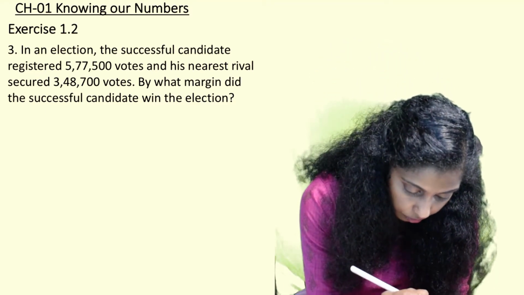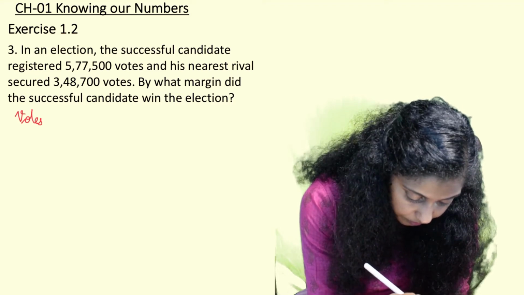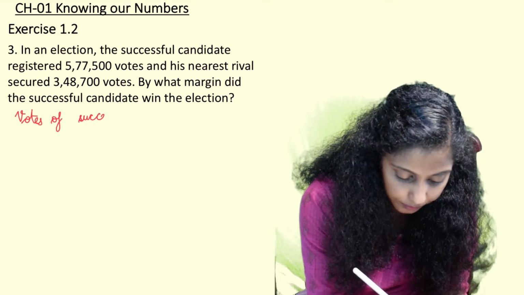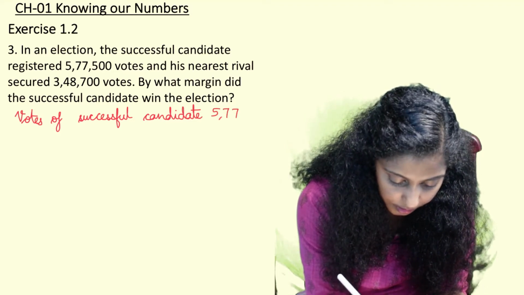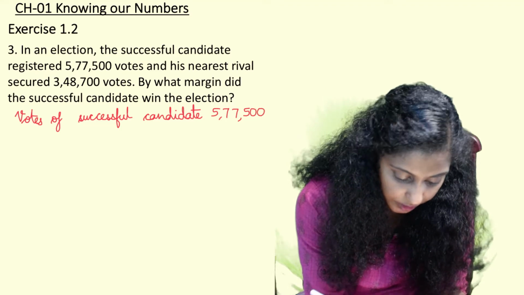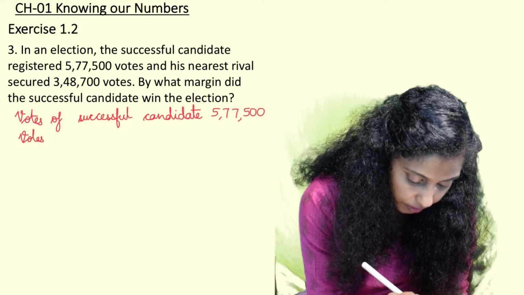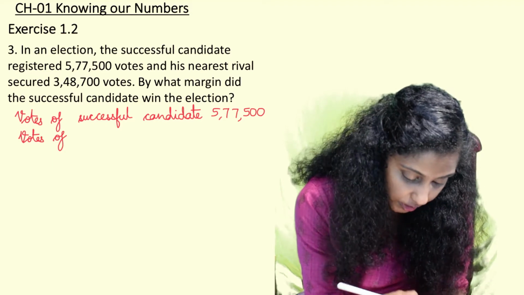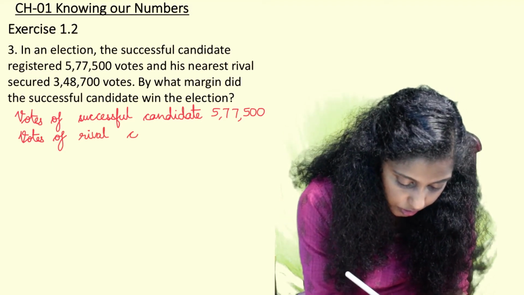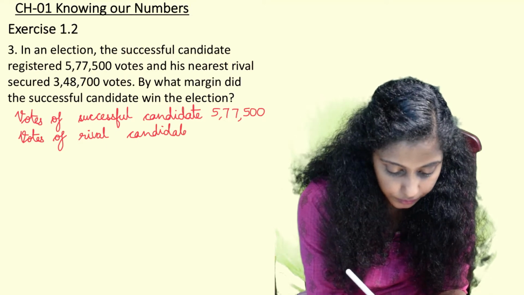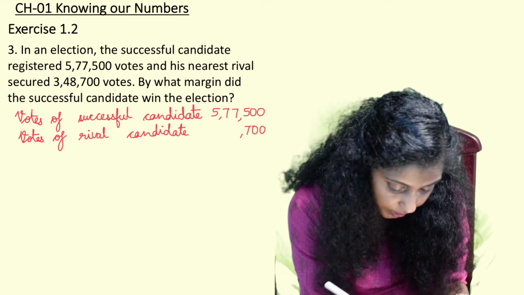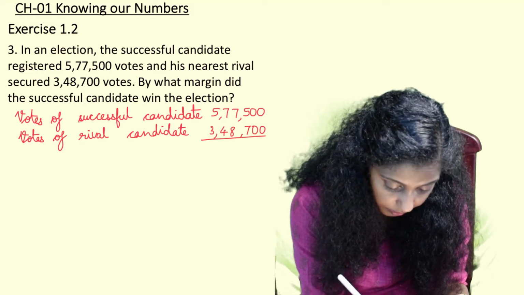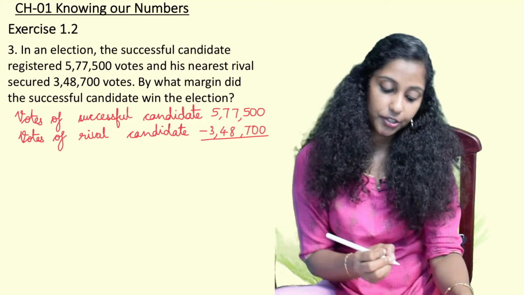So here votes of successful candidate. Five lakh 77,500, and votes of next one was rival. So rival candidate, the competitor. We write from the units place 700. So 0, 0, 7, 8, 4 and 3. And here we have to find out the difference by which the winner won.